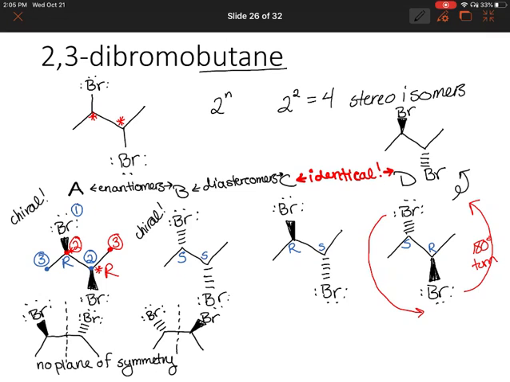Now let's look at molecule C. So molecule C, we'll leave the first bromine alone, so that's still in a wedge position. But if we rotate the second bromine up, it will go from a dashed position to a wedge position. So now there's a plane of symmetry there. So this is actually a meso compound.